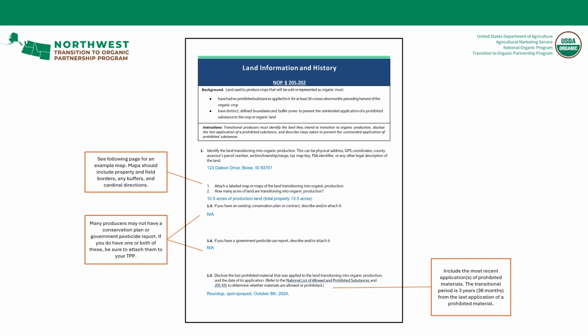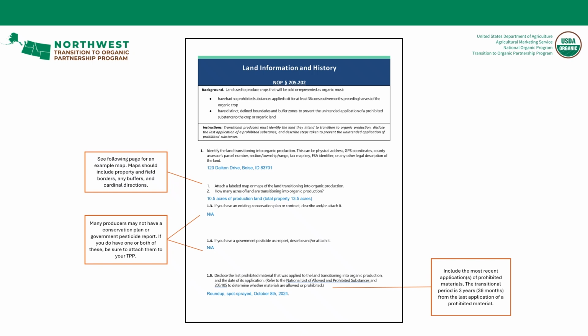Next, for section 1.3, some producers may have worked with their local Natural Resource Conservation Service branch to develop a conservation plan. If you have done so, either describe the plan here or attach it to your TPP before you submit. The same goes for a government pesticide use report in section 1.4, if applicable. If you don't have a formal conservation plan or pesticide use report, then no worries. You can leave these sections blank and move right along.